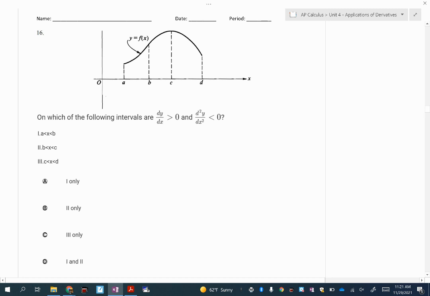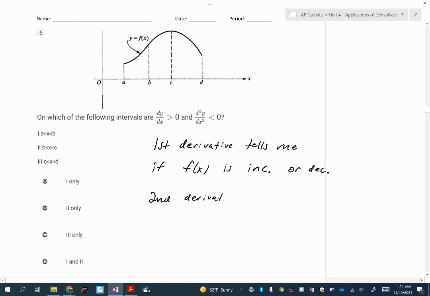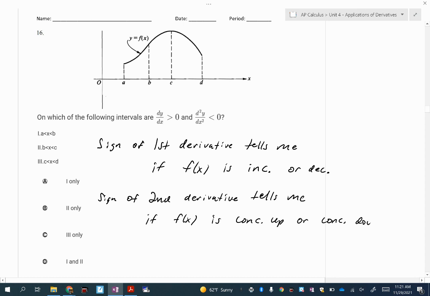Whenever I read this, I'll just write down what my brain is thinking. First derivative tells me if f of x is increasing or decreasing. The second derivative, the sign of that, tells me if f of x is concave up or concave down.